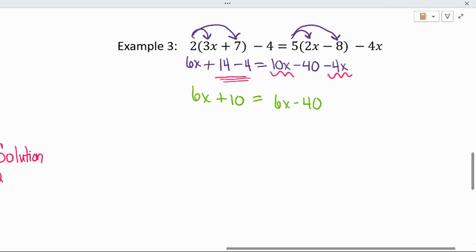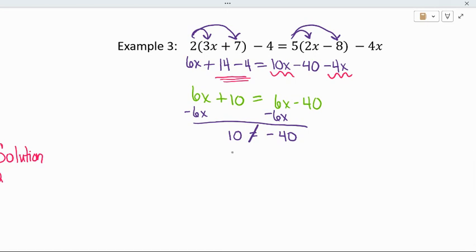So what do you want to do next? Ariana? Subtract 6x from both sides. So when I subtract 6x from both sides, I get this statement that says 10 equals negative 40. When is that true? It's never true. So first thing you guys see is I put a slash through my equal sign because they're not equal. That's not true. And then I write below it, no solution. And I just abbreviate it like that.